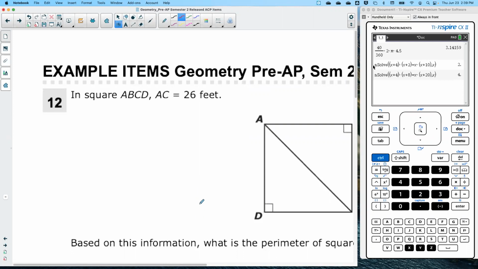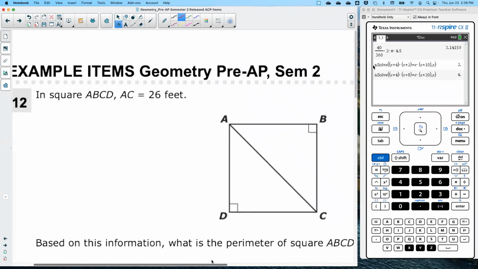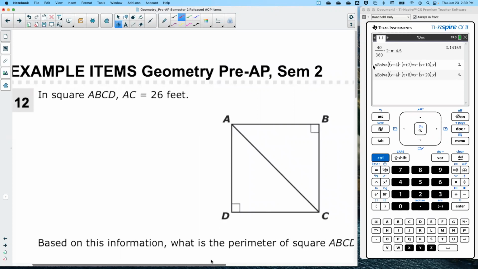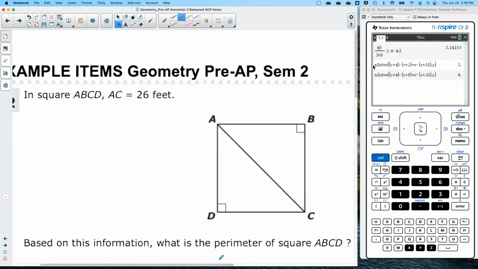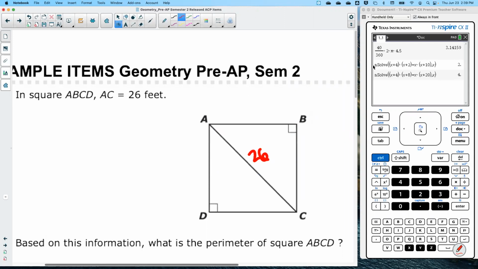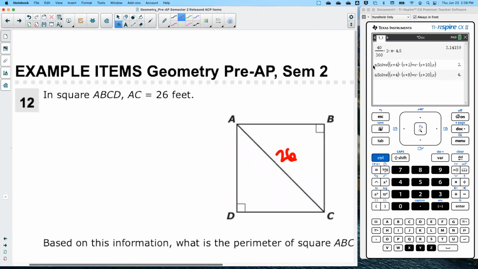All right, Isabella, you ready? Here we go. Let's get as far as we can in our last 40 minutes. Square ABCD here. AC is 26 feet long. If that's 26, what is the perimeter of ABCD? How can we figure that out?